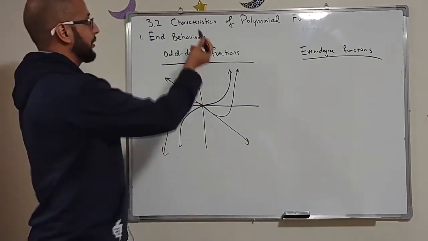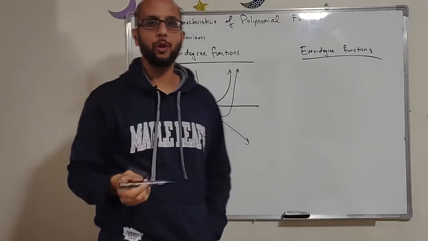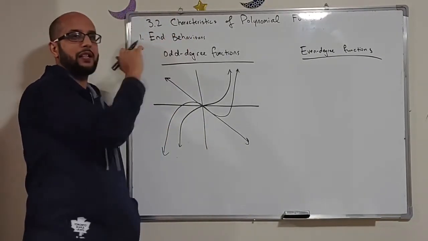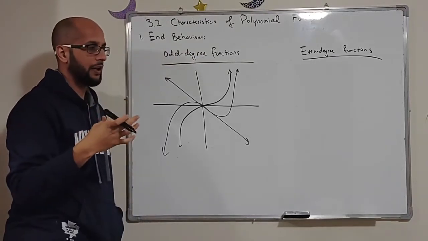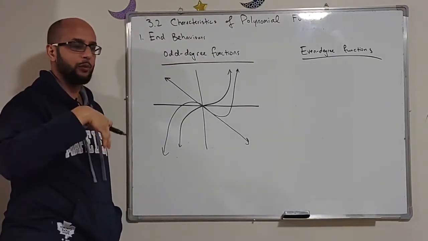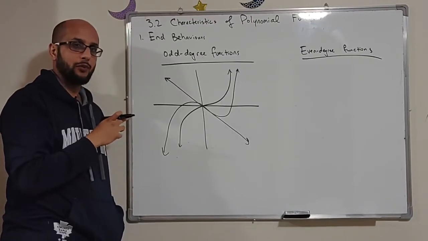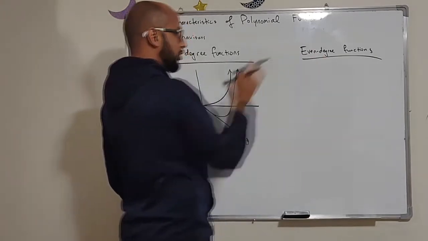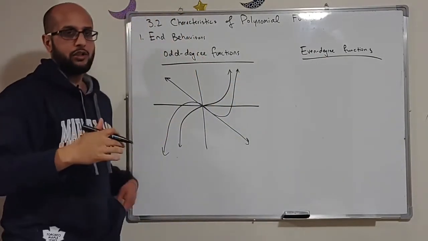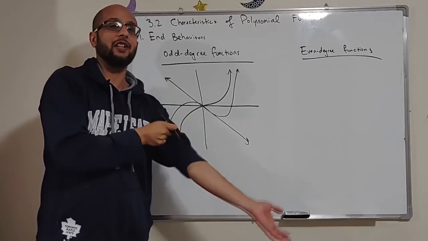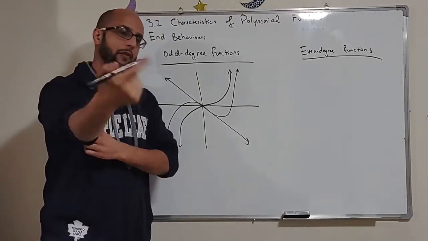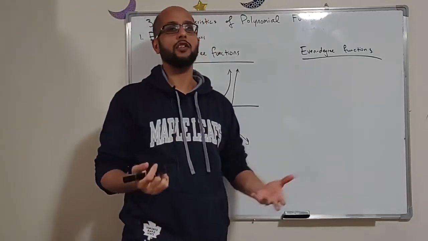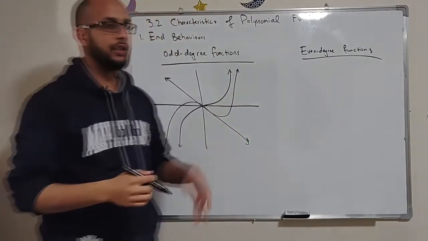So now we're going to look at characteristics of polynomial functions, which is 3.2 in your textbook. Before we start looking at the specific characteristics, I do want to differentiate what we did in 3.1, the different kinds of polynomial functions we'll have. There are odd degree functions and even degree functions. Odd degree functions just have a degree that is an odd number, a 1, a 3, a 5, 7, and so on and so forth. Whereas the even degree functions are those functions that have a degree that is an even number.